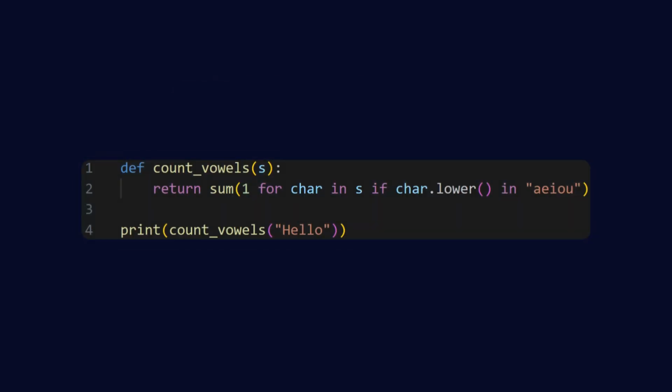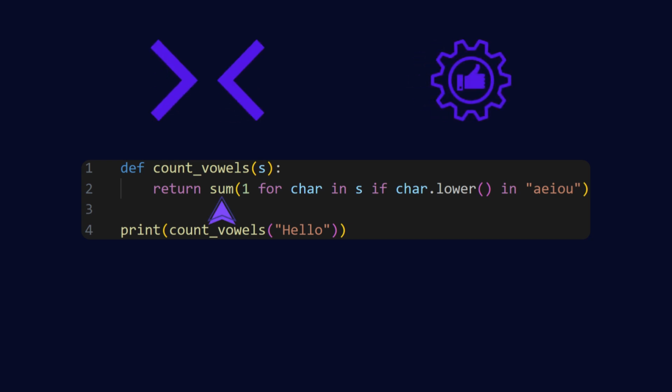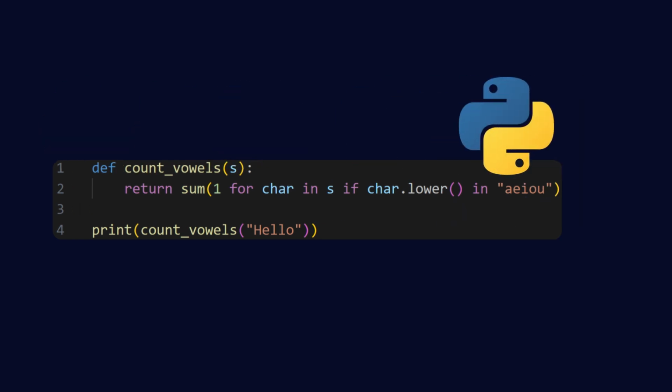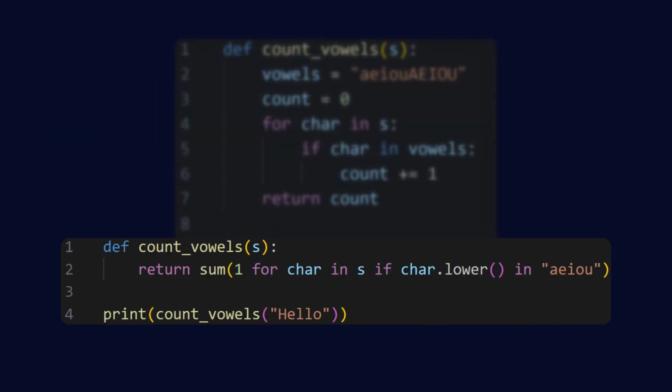Alternatively, for a more compact solution, we can use a list comprehension with sum. This approach is shorter and can be more efficient. In this one-liner, we use a generator expression inside sum. The generator checks if each character, converted to lowercase with char.lower(), is a vowel. If it is, 1 is added to the total count. This is a more compact and Pythonic way to solve the problem. Both solutions are great, but which one did you go with?